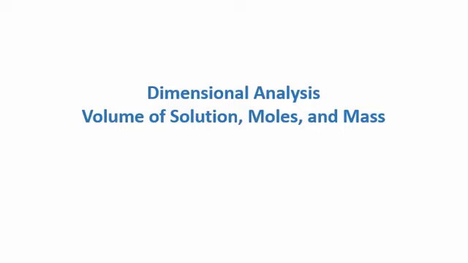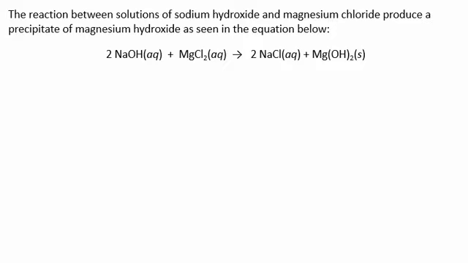In this video, we will use dimensional analysis to calculate the mass of product given the volume and concentration of the reactant solution. The reaction between solutions of sodium hydroxide and magnesium chloride produces a precipitate of magnesium hydroxide, as seen in the equation below.